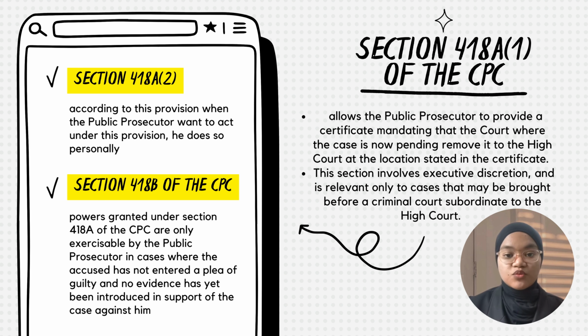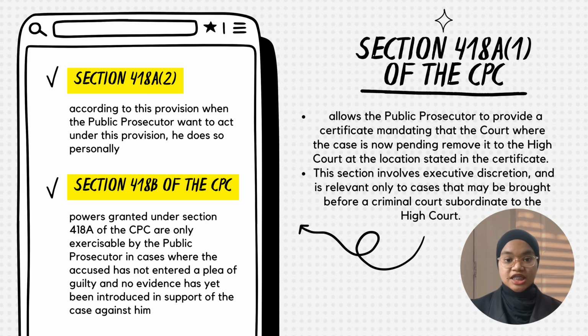Besides that, Section 418A subsection 1 also allows the public prosecutor to provide a certificate mandating that the court where the case is now pending remove it to the High Court at the location stated in the certificate. This section involves executive discretion and is relevant only to cases that may be brought before a criminal court subordinate to the High Court.